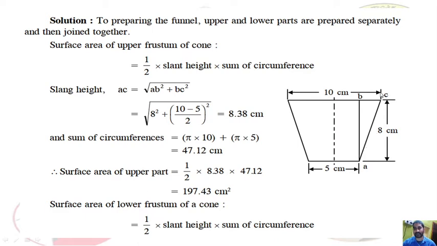In order to find out the AC, which is a hypotenuse, we make a construction line here. So it will be a right angle triangle ABC. In that, AC is a hypotenuse which we need to find for the slant height. AC is given by the square root of AB square plus BC square.